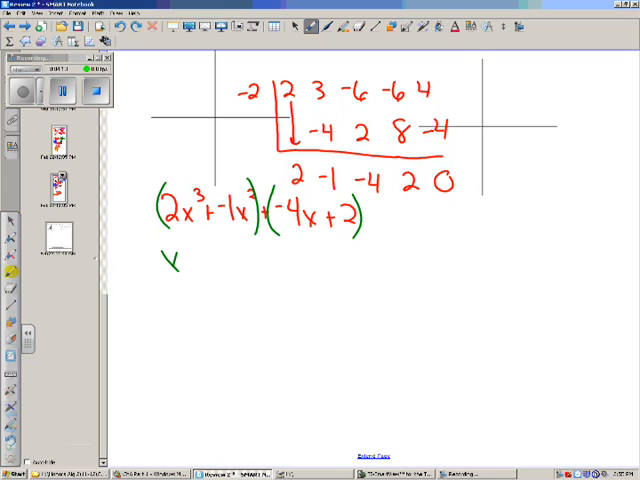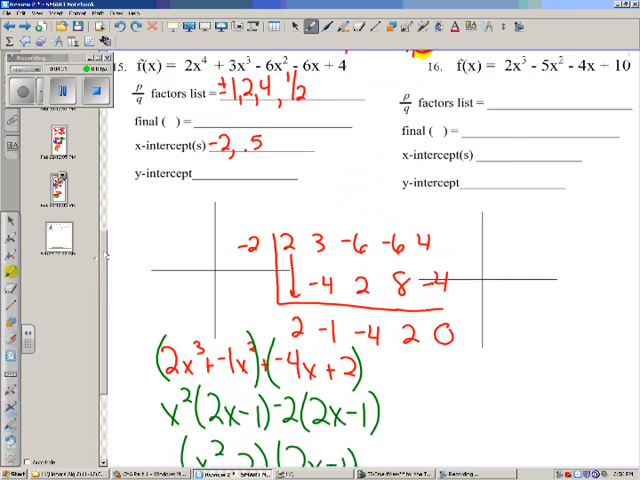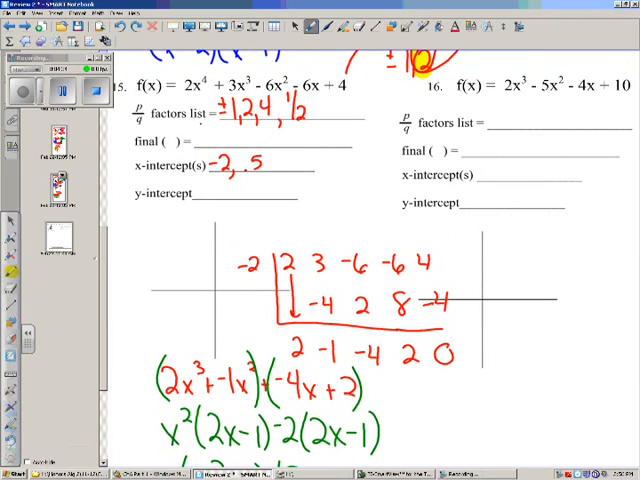In the first set of parentheses, I can take out an x squared, and I'm left with 2x minus 1, which is what I want the second set of parentheses to be. And so to get that, I'm taking out a negative 2. So I end up with x squared minus 2 and 2x minus 1. And I'm going to take those parentheses and put them back up into my final factored parentheses. So x squared minus 2 and 2x minus 1.